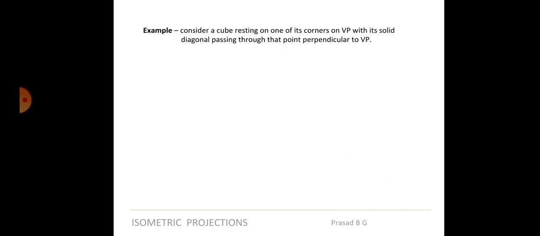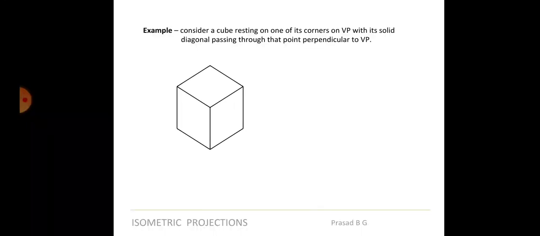Now, to make it clearer, consider a cube resting on its corner on the VP, with its solid diagonal passing through that point, perpendicular to the VP. So this is how the sketch is. Whatever is being shown here is the isometric projection of a cube. I hope all of you have understood what isometric is and how it has to be drawn. This is a cube, and we are showing it as a 3D object, a 3D view of the cube.